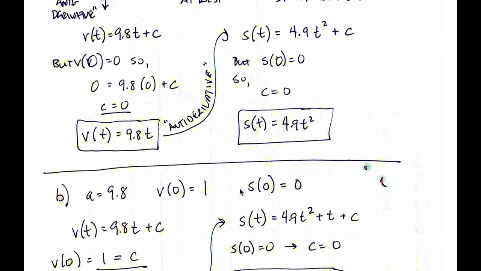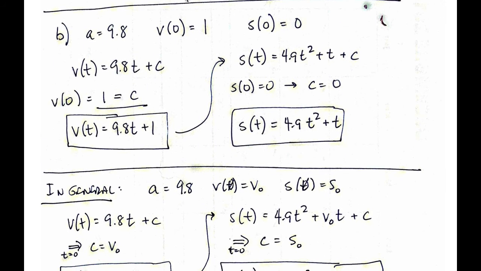Now let's do a slightly more complicated problem. Same idea, but we now have an initial velocity of 1 meter per second. So we're not at rest, we're actually moving at a speed of 1 meter per second. As before, the velocity function is 9.8 t plus c, but now at 0, when t is 0, the velocity is actually 1. So if I substitute there, I see that c has to be 1, and my velocity is 9.8 t plus 1. So now I have a different unique velocity function based on the initial velocity of the object.